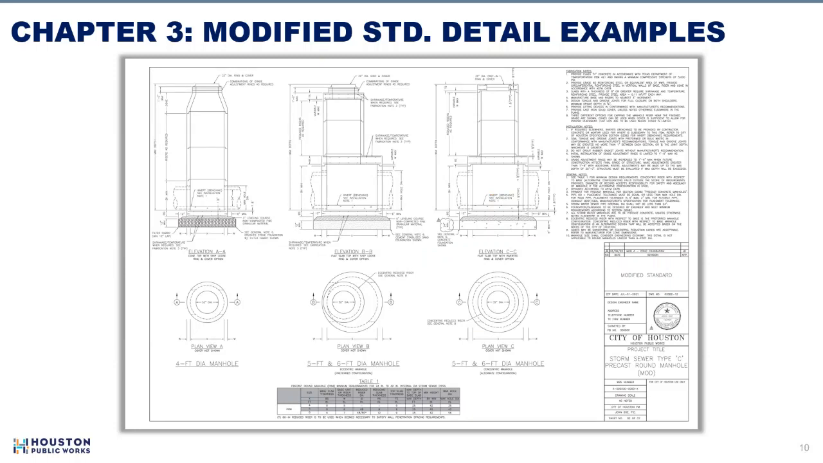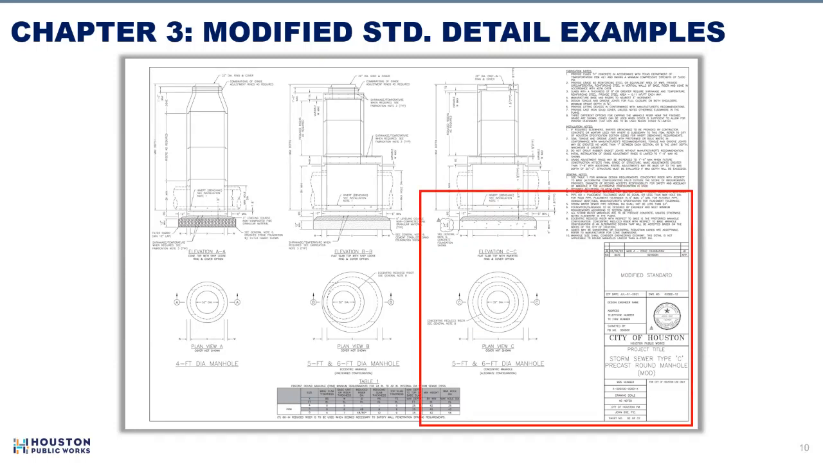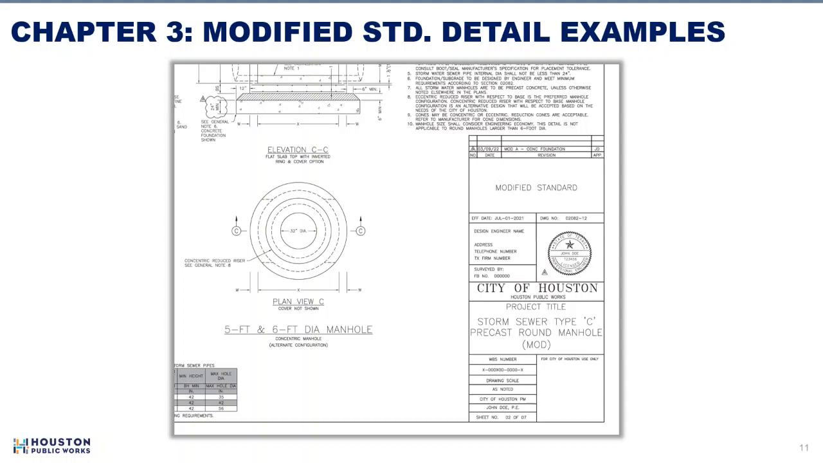Here's an example using the storm precast concrete manholes detail. Let's focus on the area in the bottom right-hand corner. In the top left corner, the slab thickness has been modified. Per requirements, the modification must be clouded and have a revision delta indicated with a letter as a revision number. The revision number here is the letter A.